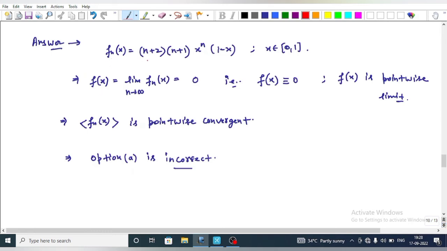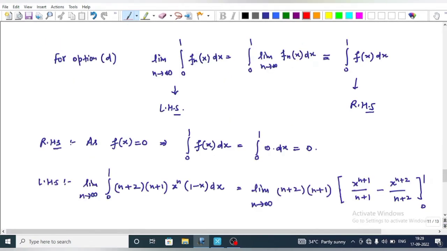As fn(x) is equal to (n plus 2) into (n plus 1) x power n into (1 minus x), for x in this interval, we can say that f(x) is equal to limit n tends to infinity of fn(x) is equal to 0 identically. That is, f(x) is equal to 0, and we know that this f(x) is a pointwise limit. This implies that sequence fn(x) is a pointwise convergent sequence. This implies that option A is incorrect, because in option A it is given that sequence fn(x) is divergent.